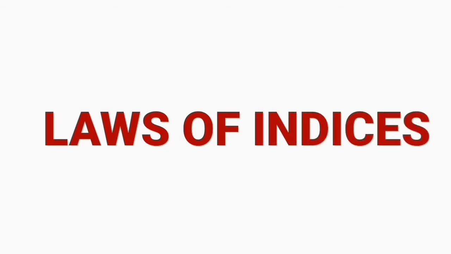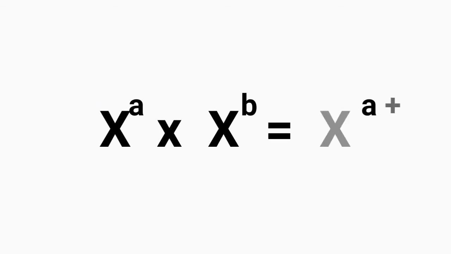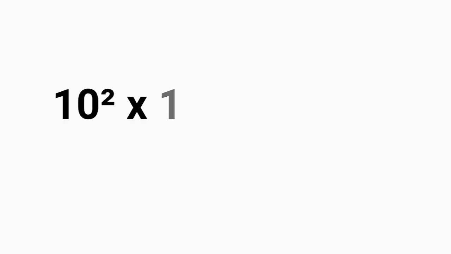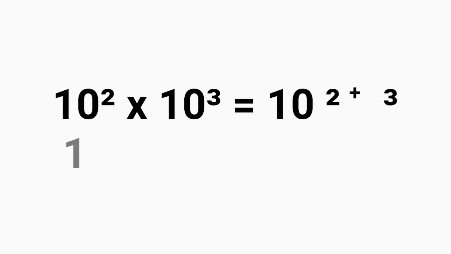Let's talk about the laws of indices. The first law of indices is called the multiplication law, and this law states that x raised to power a times x raised to power b is equal to x raised to power a plus b. As an example, 10 raised to power 2 times 10 raised to power 3 is equal to 10 raised to power 2 plus 3, which is equal to 10 raised to power 5.